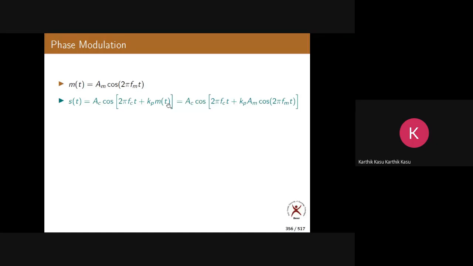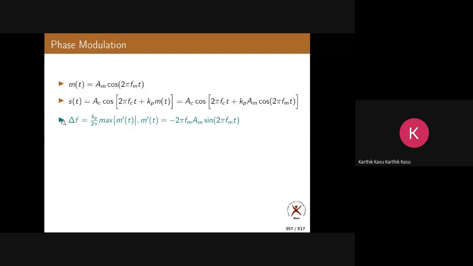Okay. Now Ac cos of 2 pi fct plus kp. So in place of m(t), what am I substituting? Am cos 2 pi fm t. Okay. I am substituting Am cos 2 pi fm t in place of m(t), because we are studying phase modulation for a specific kind of message signal. What kind of message signal is that? Sinusoidal message signal. So in place of m(t), I am substituting Am cos 2 pi fm t.